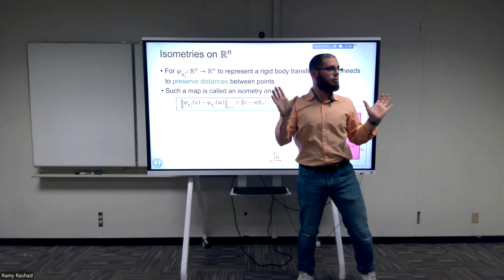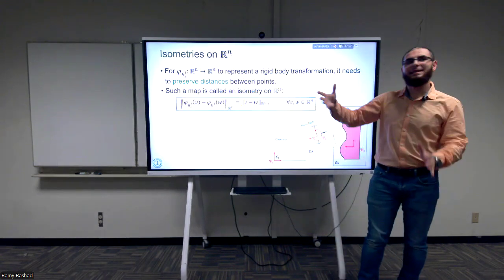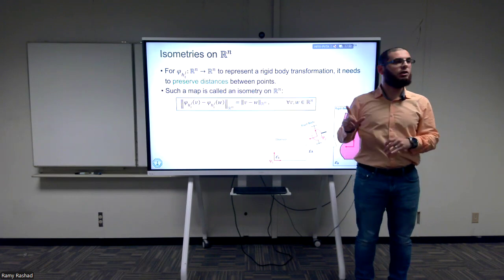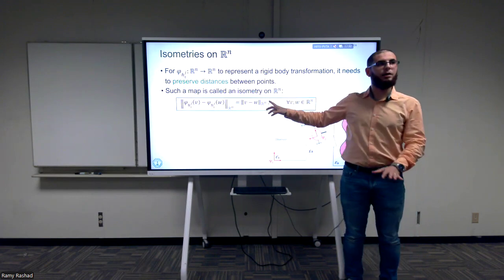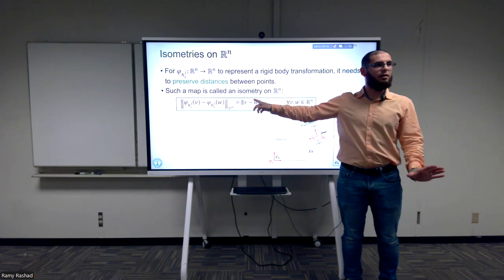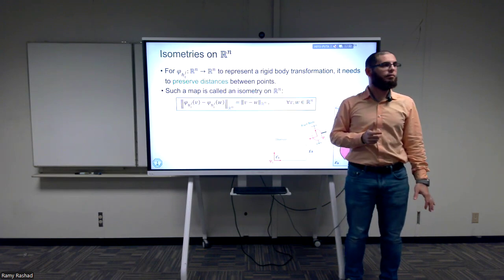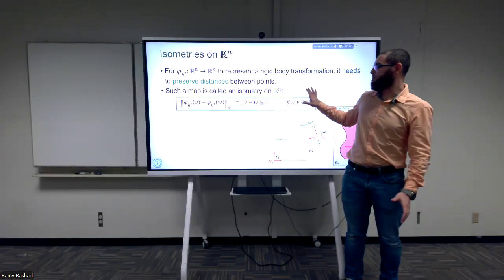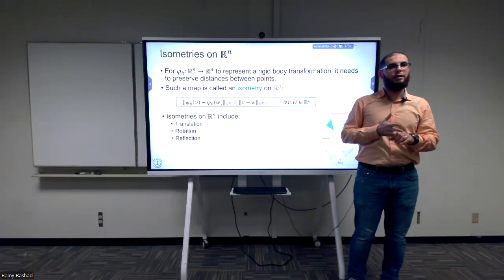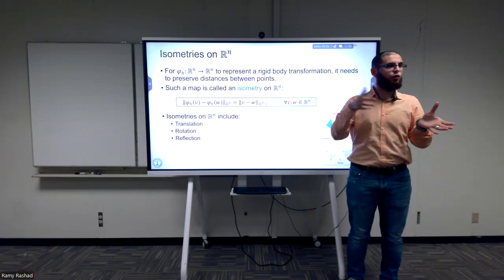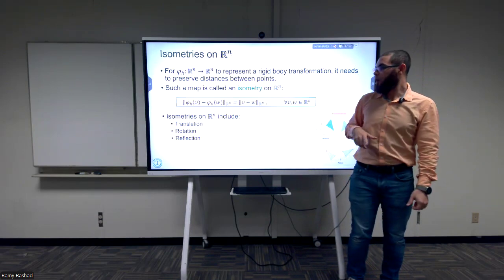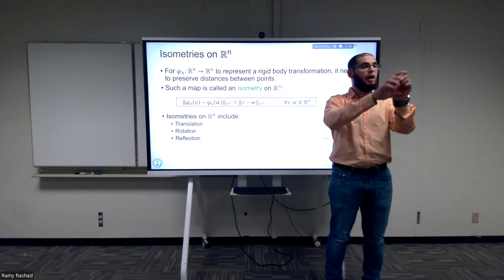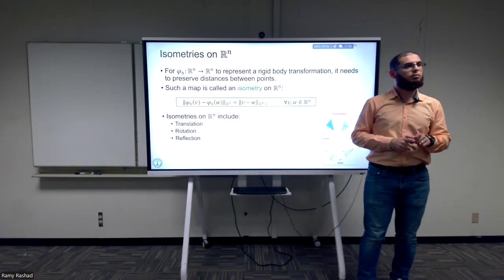Make sense? Okay. How many transformations fit this definition? First of all, a map that satisfies this on Rn has the name of an isometry, and you say that this is an isometric transformation. There are three ways that you can have these isometric maps between Rn. One of them is translation, another one is rotation, and the third one is reflection.